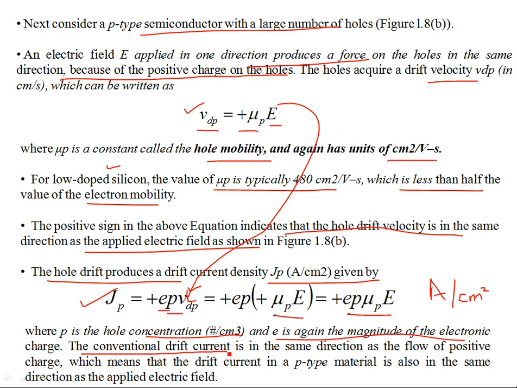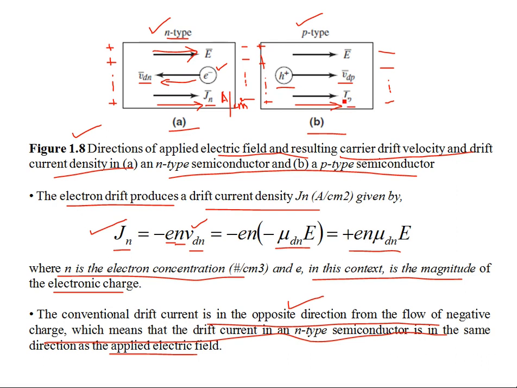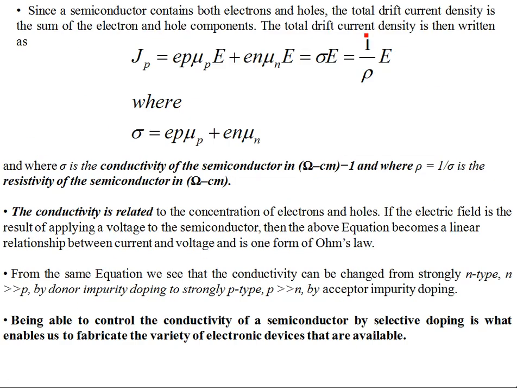The conventional drift current is in the same direction as the flow of positive charge, which means that the drift current in a p-type material is also in the same direction as the applied electric field, which we have already said before. So you see, the only difference is that the drift velocities are different because of the negative charge of the electron and the positive charge on the hole. But the conventional drift current direction is the same as the applied E field for both n-type and p-type semiconductors. Now, since the semiconductor contains both electrons and holes, the total drift current density can be formulated by considering the sum of both electron and hole components.